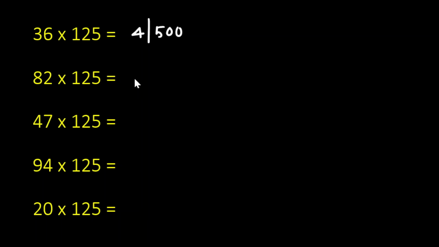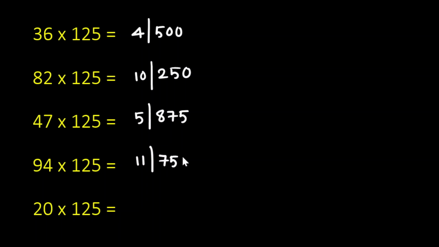82 when divided by 8, the quotient is 10 and the remainder is 2. 125 into 2 is 250. 10,250 is the answer. 47 when divided by 8, the quotient is 5 and the remainder is 7. So it is 875. 5875.